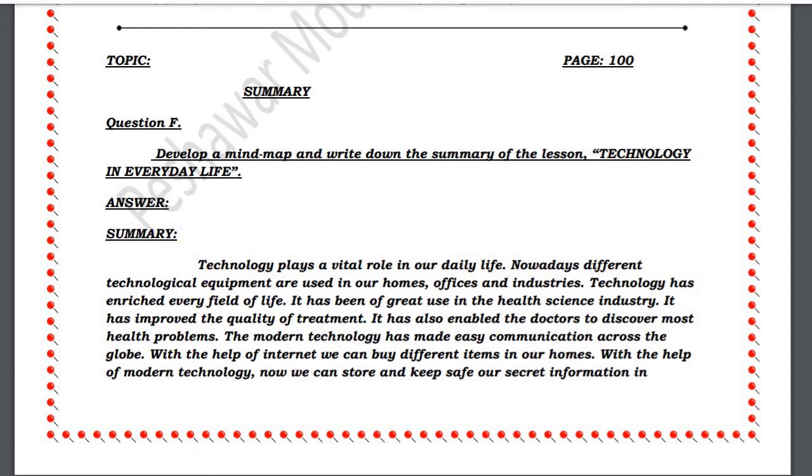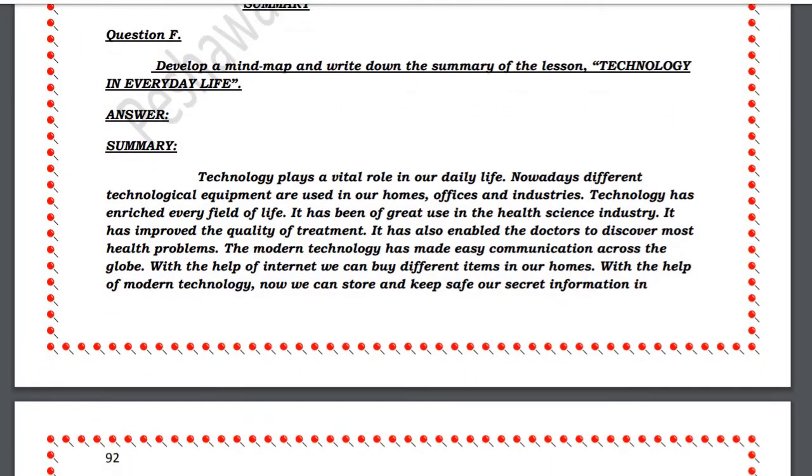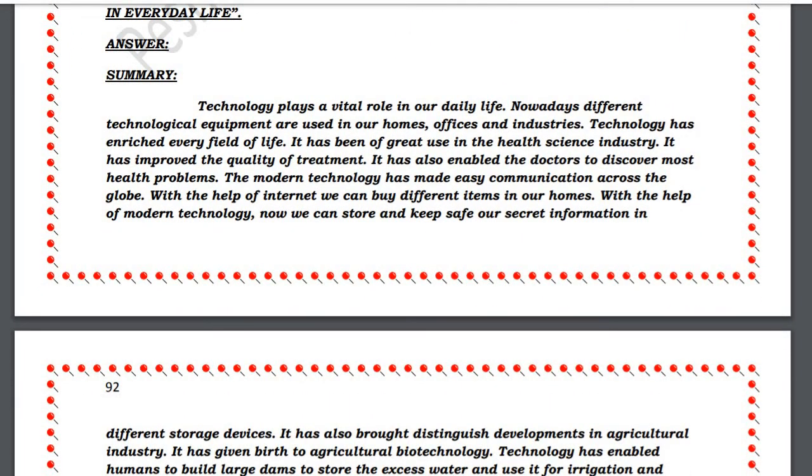Technology plays a vital role in our daily life. ये हमारी ज़िंदगियों में एक अहम किरदार अदा करती हैं. Clear? क्या? Technology. Nowadays, different technological equipment are used in our homes, offices and industries. Clear? Technology has enriched every field of life. इसने ज़िंदगी के हर शोबे को तरक्की दी है, मौजूद है ये ज़िंदगी के हर शोबे में.